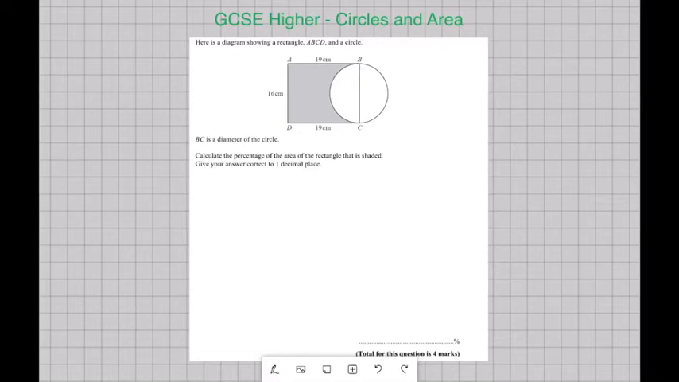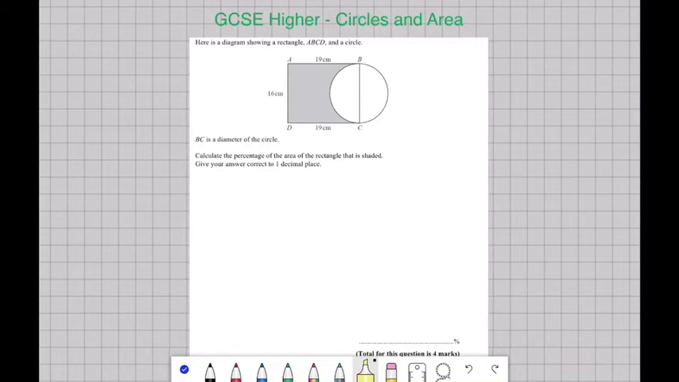Okay, so within this question here, we're looking at a higher question on circles and area. So the question says, here's a diagram showing a rectangle, ABCD, and a circle. BC is the diameter of the circle. Calculate the percentage of the area of the rectangle that's shaded and give your answer to 1 decimal place.